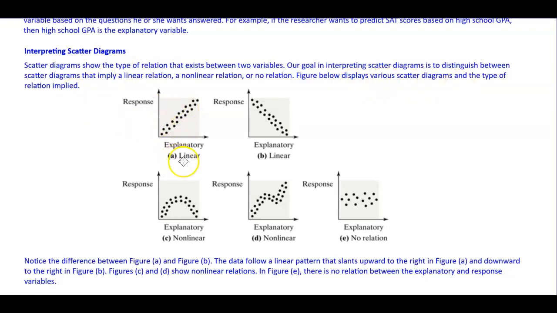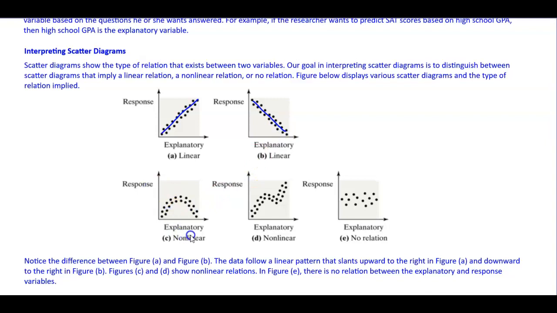If we look at A, this is linear. Here's the response and explanatory. You can see that it's going in a linear situation. It's kind of creating a line here. So you can see here that this is representing a line, which is a linear situation. If we look at B, we can again see a line, but now it's going downward. So that's another linear situation because it's looking like a line.